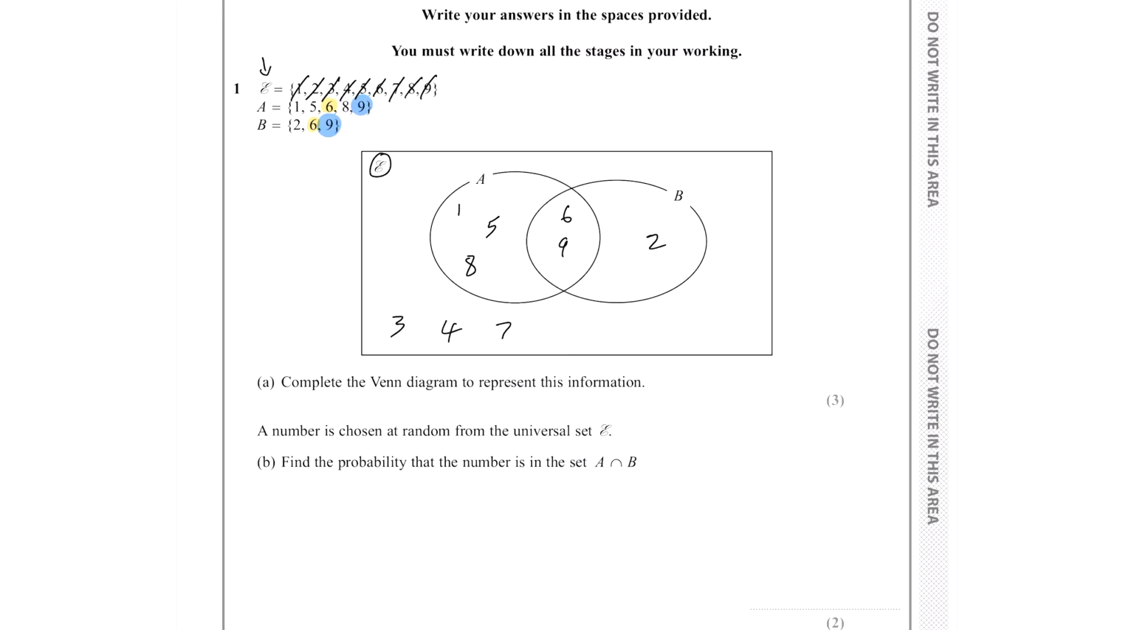Part B asks to find the probability that the number is in the set A and B. So A and B is this bit in the middle here. So there's 2 numbers out of a total of 9 numbers. So that's 2 out of 9, the probability for that one.